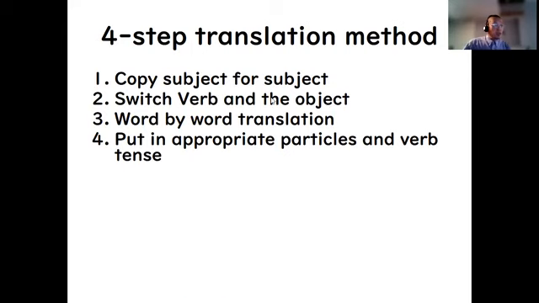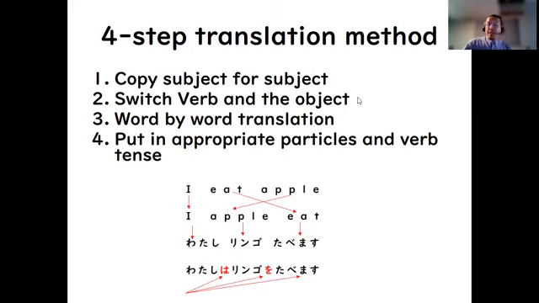Okay, so let's see an example here. For example, I eat apple. All right, so we do have a subject as I, and the verb is eat, and the object. So you copy that subject for subject, switch apple and the eat. Word by word translating, I type in Google, you get watashi. You type in apple, you get ringo. And then eat, you get tabemasu.